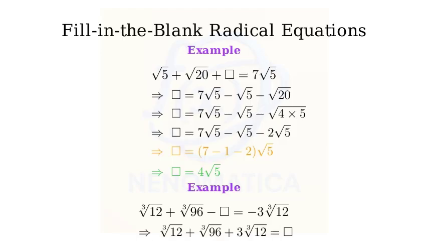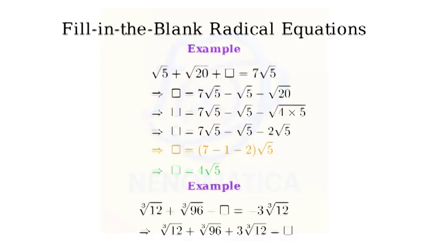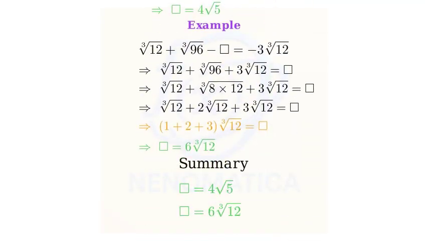Move the blank to the right, and move negative 3 cube root of 12 to the left. Rewrite cube root of 96 as cube root of 8 times 12. Simplify the cube root of 8 to get 2. Combine coefficients, 1 plus 2 plus 3. Therefore, the blank equals 6 cube root of 12. To summarize, the first blank is 4 times square root of 5. The second blank is 6 times the cube root of 12.